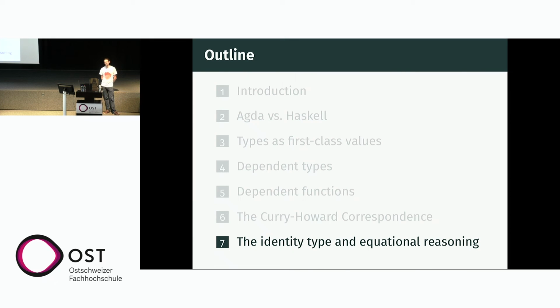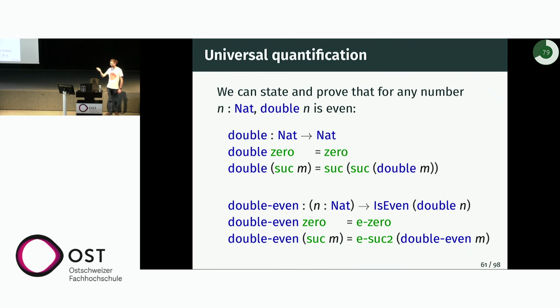Yes, John? So you showed this nice example where you define double on natural numbers and then double is even. Suppose I had made the rookie mistake of defining double n as n plus n. Then I would really be in trouble, wouldn't I? Oh, good question. So what if you had defined double not like this, but as n plus n? You would not be in trouble. You would have a bit more work to do, right?